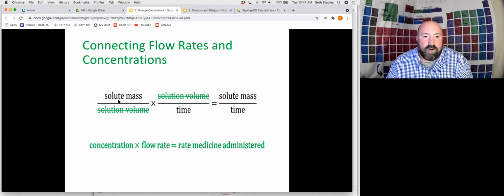So we can see how that works out here. Our solute mass divided by our solution volume, so there's our concentration, multiplied by the volume over time would give us our solute mass over time. And so our concentration times our flow rate is equal to the rate that the medicine is administered at.